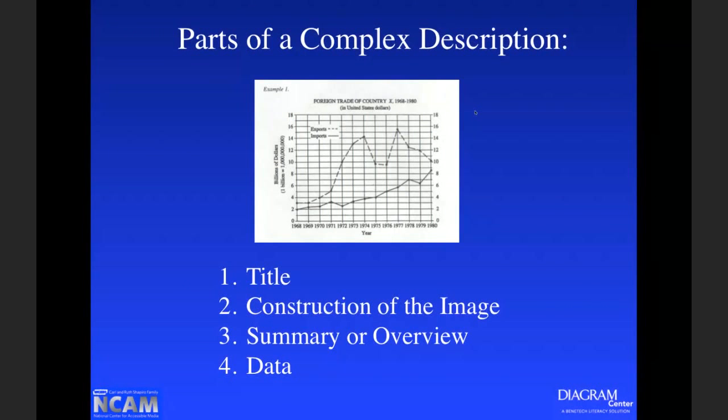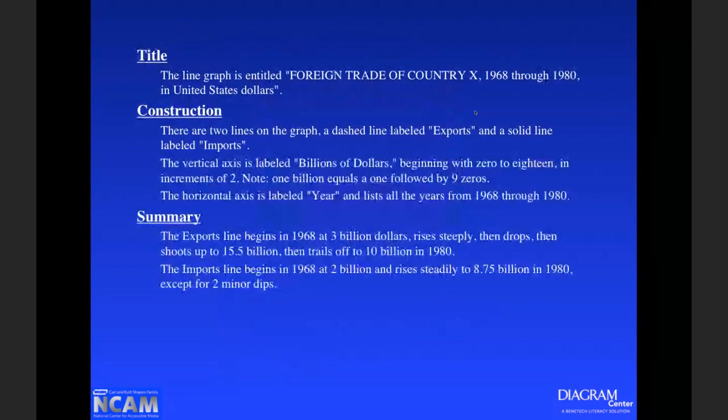And then the specific data comes in. So let's look at what that description looks like. If you follow this method, you just present the title as it is, a line graph entitled Foreign Trade of Country X and the years. What's the construction? There's two lines on the graph, a dashed line labeled exports, a solid line labeled imports, and then some of the XY axis information, which is right there.